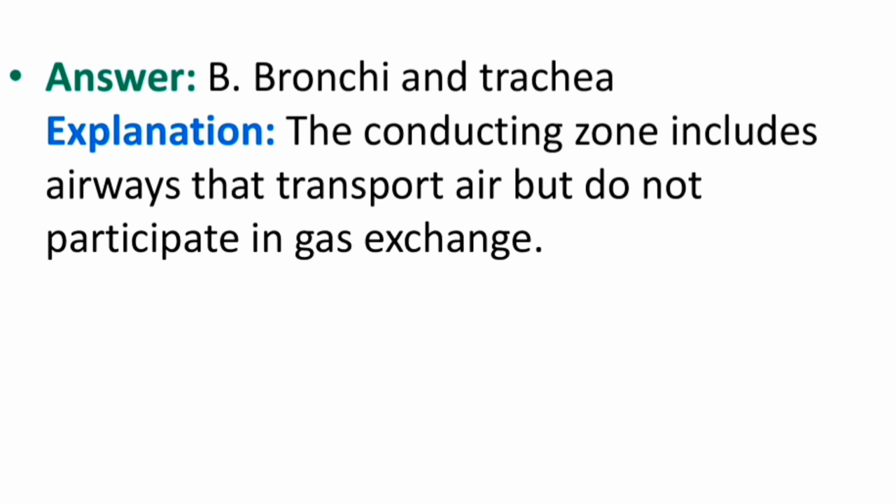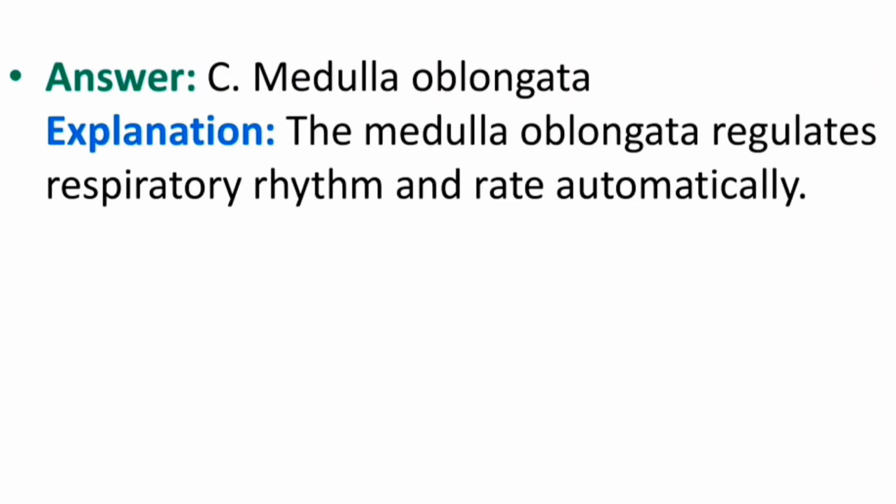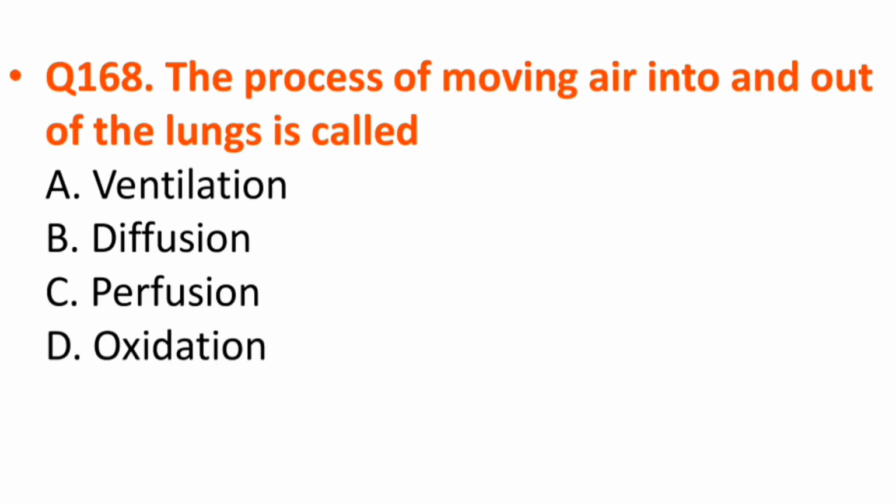The next question. The respiratory center is located in the option A, cerebellum. Option B, cerebrum. Option C, medulla oblongata. Option D, thalamus. The correct answer is option C, medulla oblongata. The medulla oblongata regulates respiratory rhythm and rate automatically.